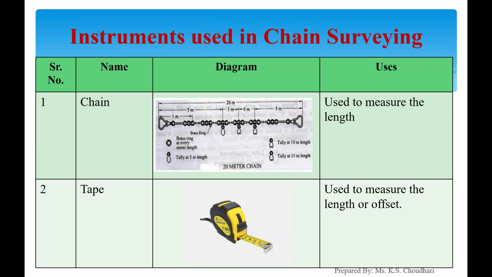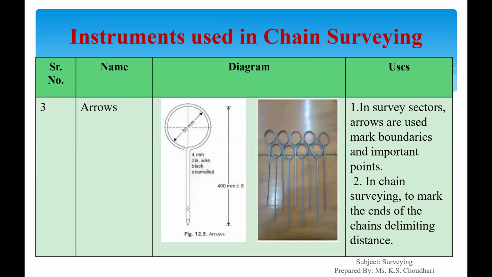Number 1, chain. It is used to measure the length. Number 2, it is used to measure length or offset. Number 3, arrows. In surveying, arrows are used to mark boundaries and important points. In chain surveying, to mark the ends of the chain's delimiting distance.